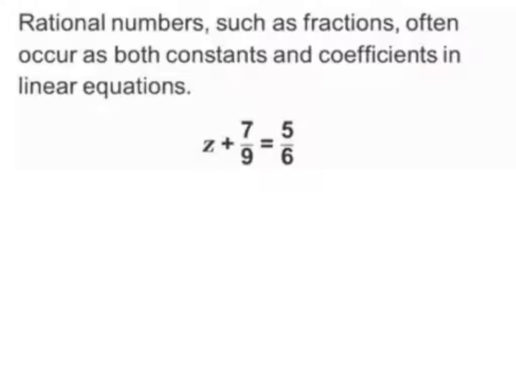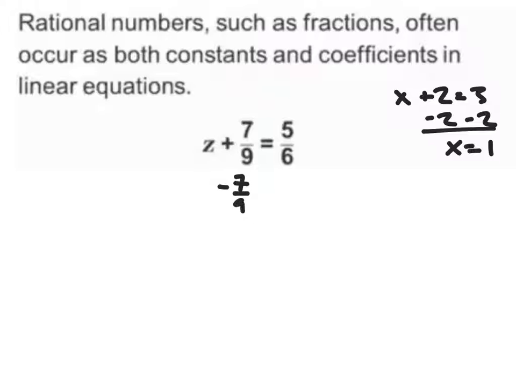Now the difference between this problem and something, say, like x plus 2 equals 3, there is no difference. I'm still subtracting 2 from both sides to get x equals 1. Here, I would do the exact same thing to solve for z. Since I'm adding 7/9, I want to subtract 7/9 from both sides.